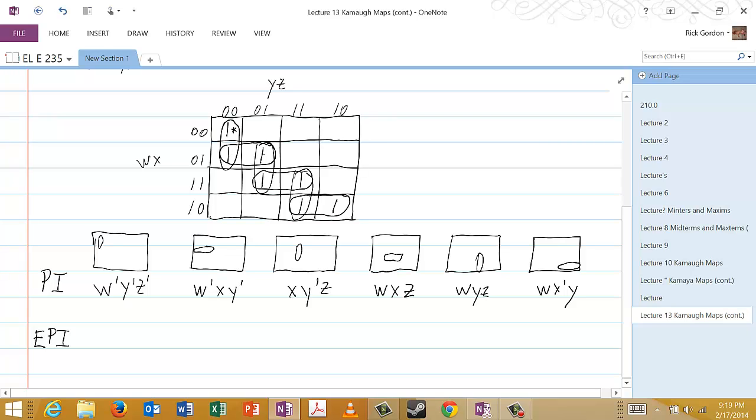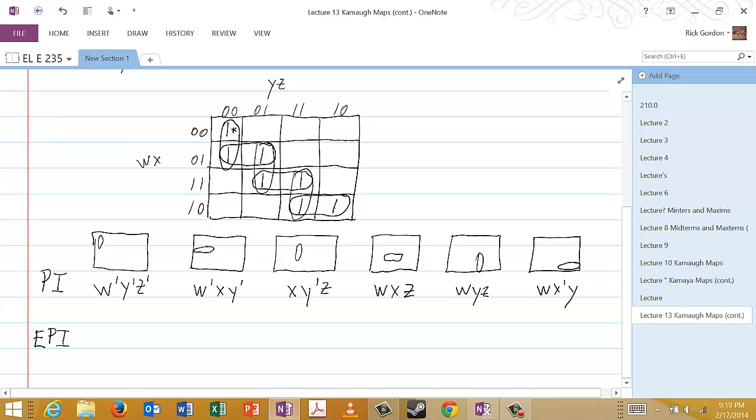Likewise, the same can be said for this one. It is included within 2 prime implicants, so it's not essential. This one as well is included within 2 prime implicants, so it's not essential. The same thing can be said for this 1 cell. It is contained within 2 prime implicants, this one and this one, so it's not essential. What about this 1 cell here? It is also contained within 2 prime implicants, this one and this one, so it's not essential.